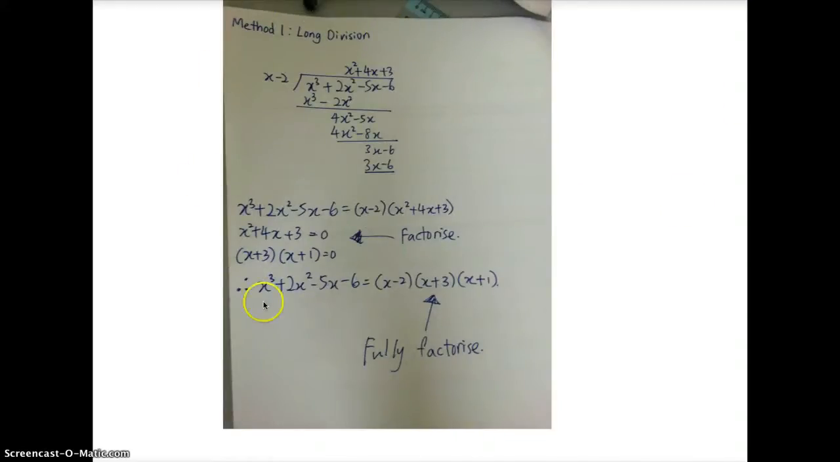So these are the long divisions. We get quotients and we put the divisor inside, in the front, and we factorize the quotient to get the lowest one, which is fully factorized.